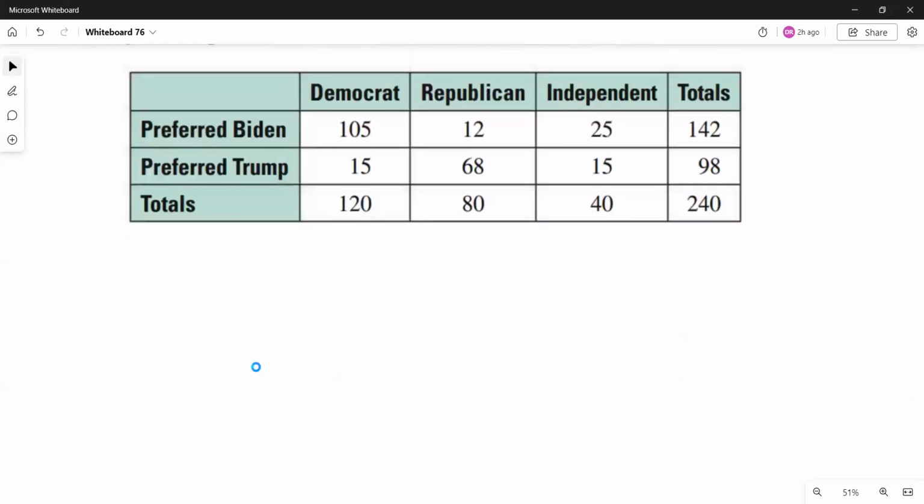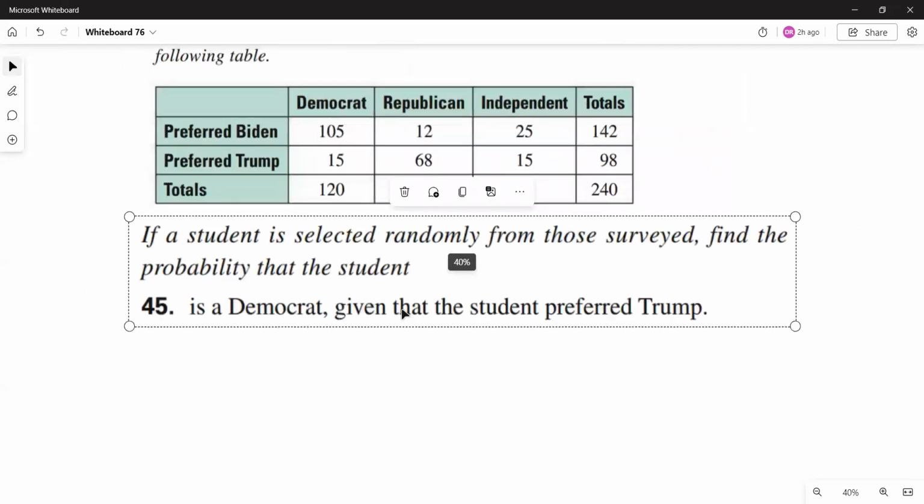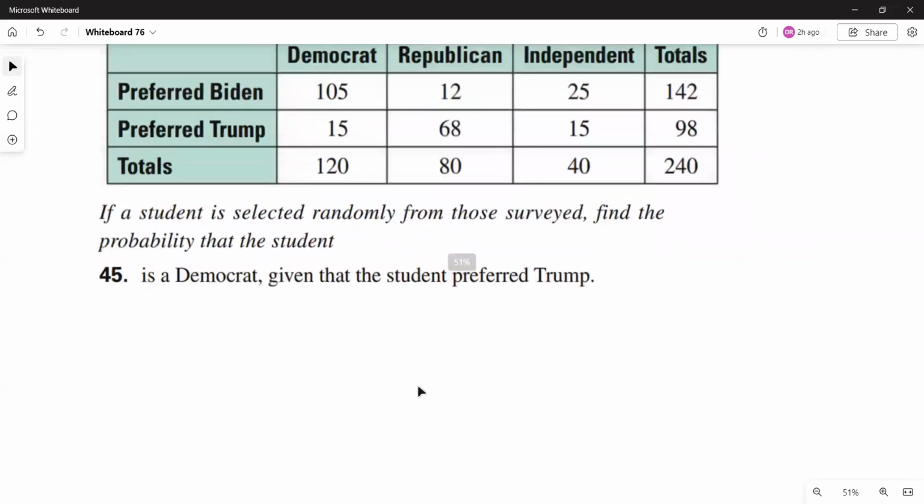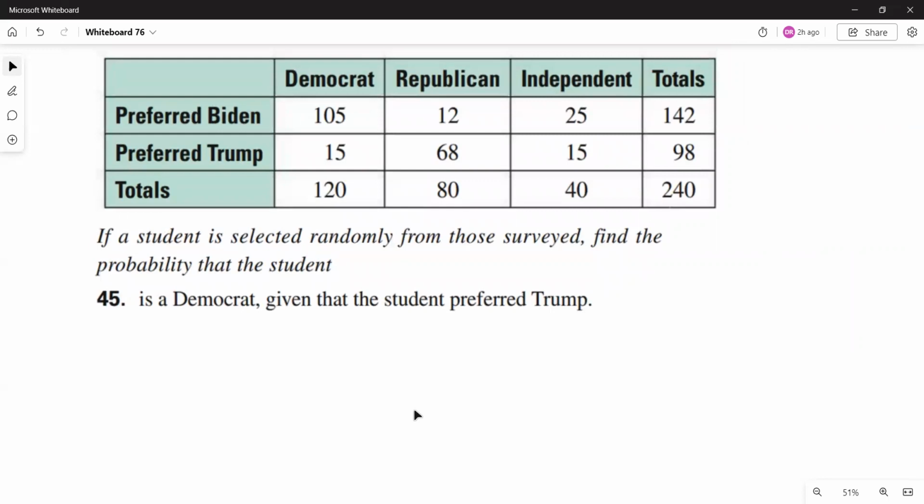So let's suppose that a student is selected at random. So number 45. If a student is selected randomly from the surveyed, find the probability that the student is a Democrat, given that the student preferred Trump. So we're going to call the events D, Democrat, and event T, that the student preferred Trump.